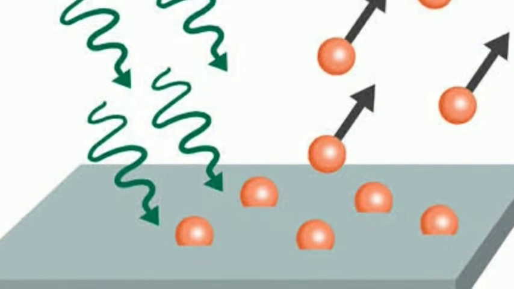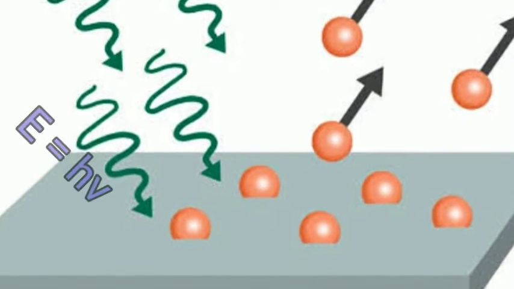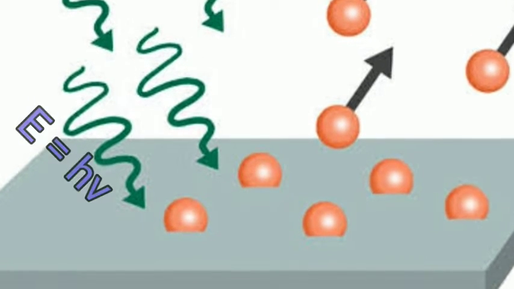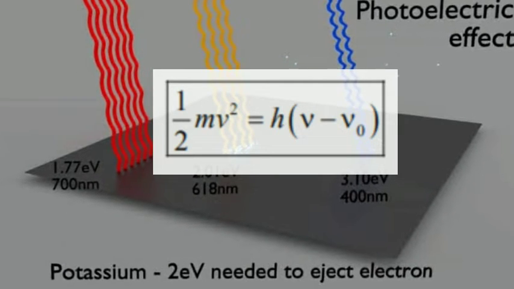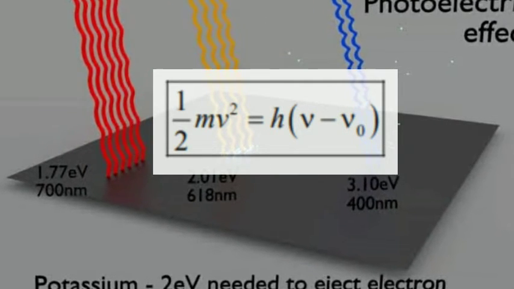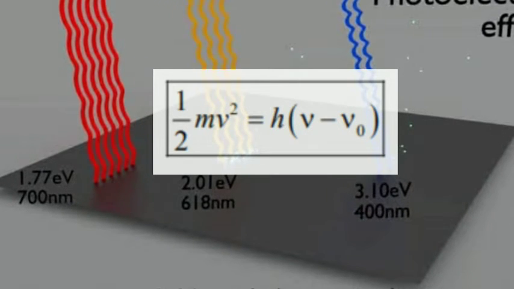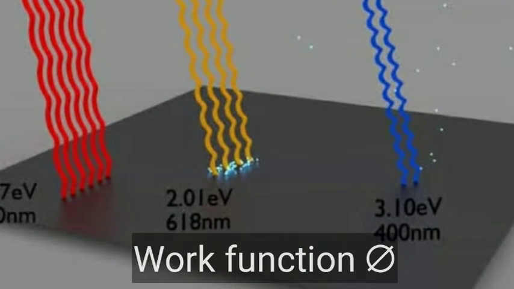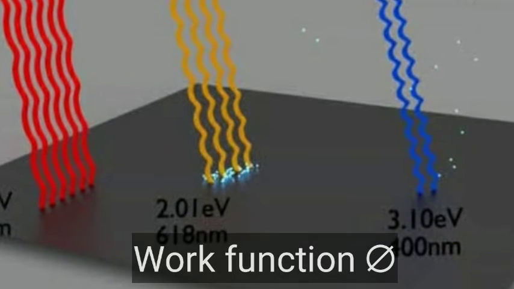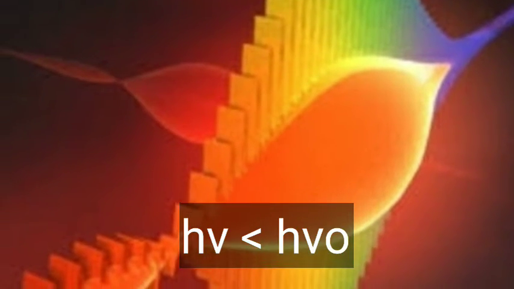When this photon of frequency nu hits the electron in a metal surface, it transfers its energy h nu to the electron. We get kinetic energy equal to h nu minus h nu naught, where nu naught is the threshold frequency. The threshold energy h nu naught is also called the work function of a particular metal. If the energy of a photon, that is h nu, is less than h nu naught, the photon will not have sufficient energy to eject the electron from the metal surface.